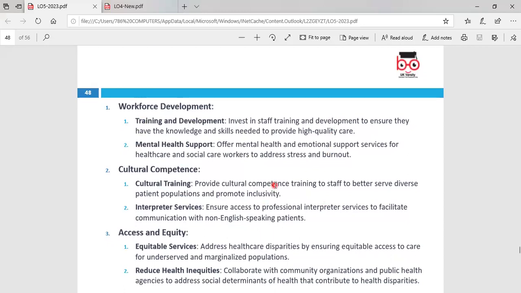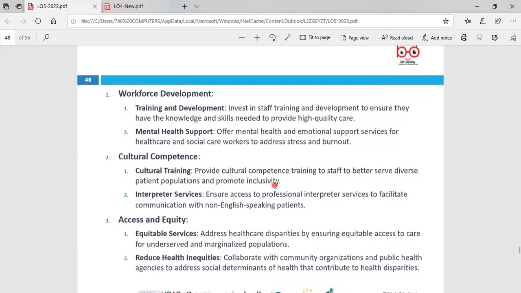Cultural competency, so cultural training. The patients or clients that you have to deal with come from various backgrounds, so you have to have this cultural training on how to promote inclusivity, that you're including everyone and they're not being impacted by any status that they carry with themselves. Interpreter services, as I've said, very important, just to make them feel at home and make them more confident in you and your services.